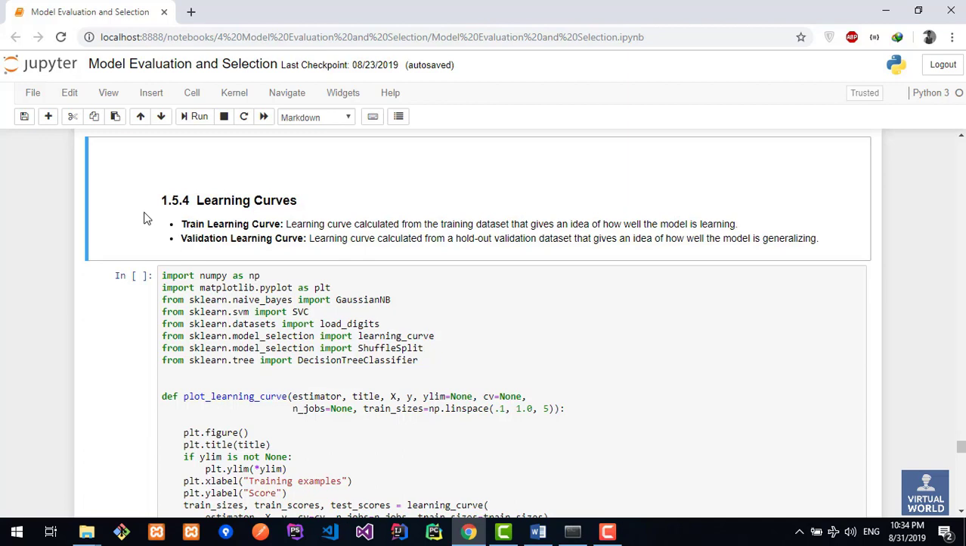Hello guys, in this video we will talk about learning curves and how we can use them to analyze our model. A learning curve is a plot of model learning performance over experience or time. Learning curves are a widely used diagnostic tool in machine learning for algorithms that learn from a training dataset incrementally.